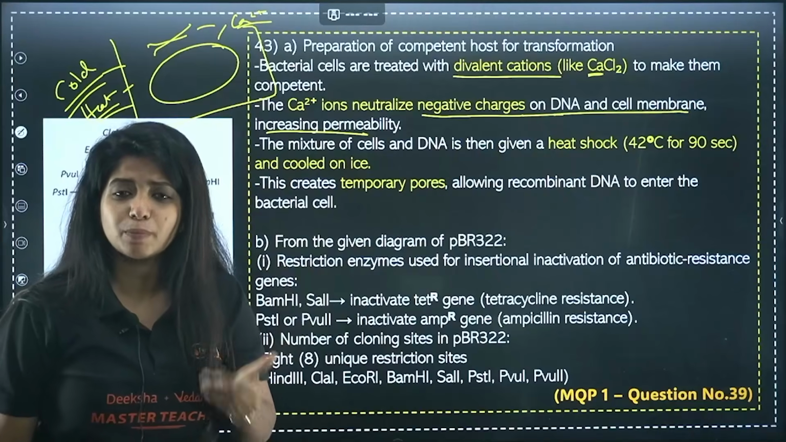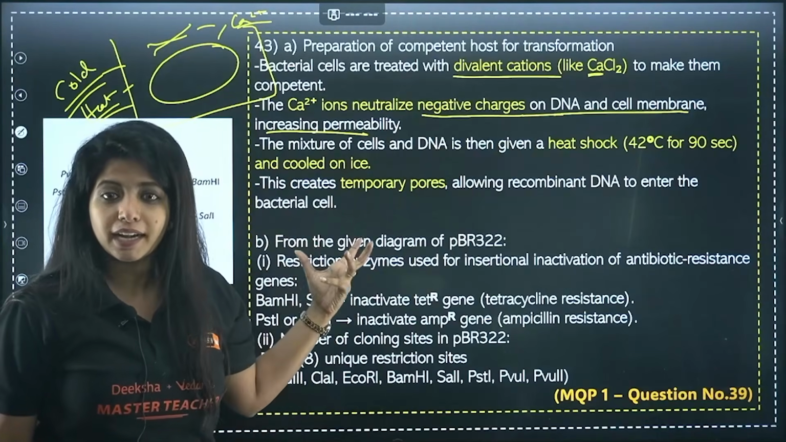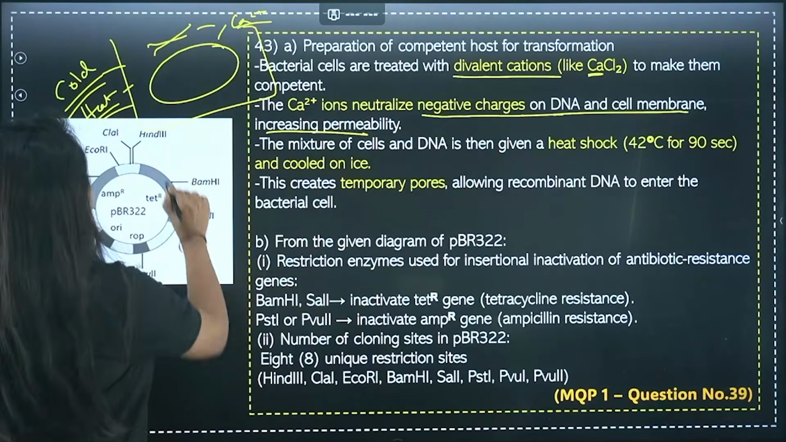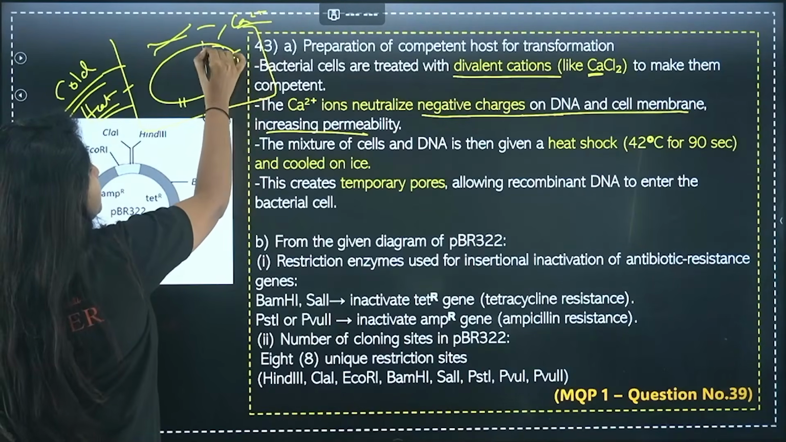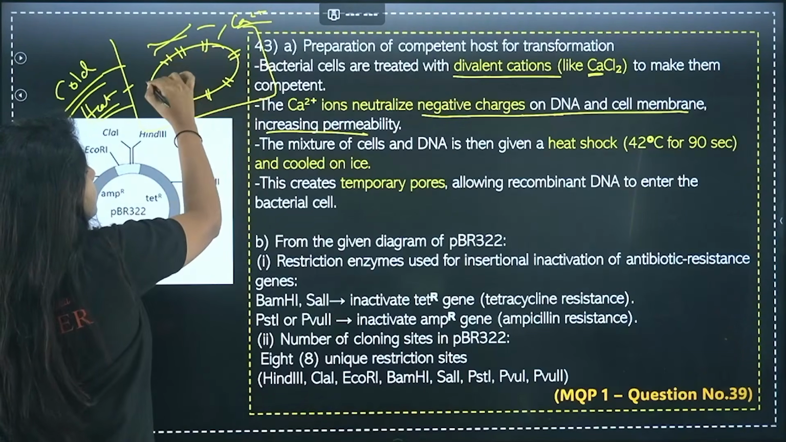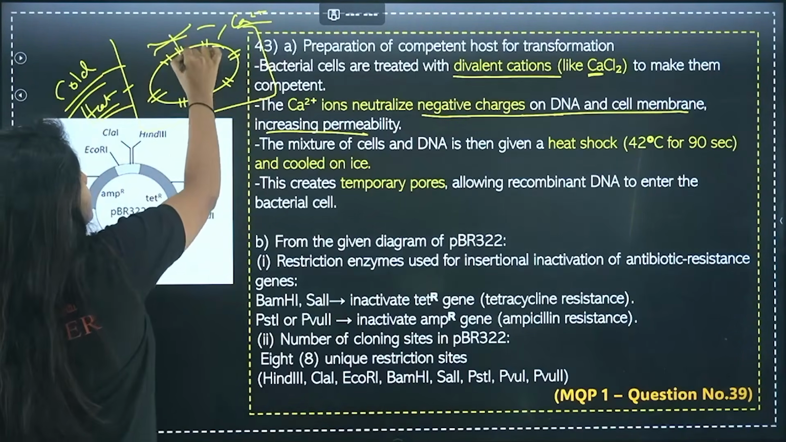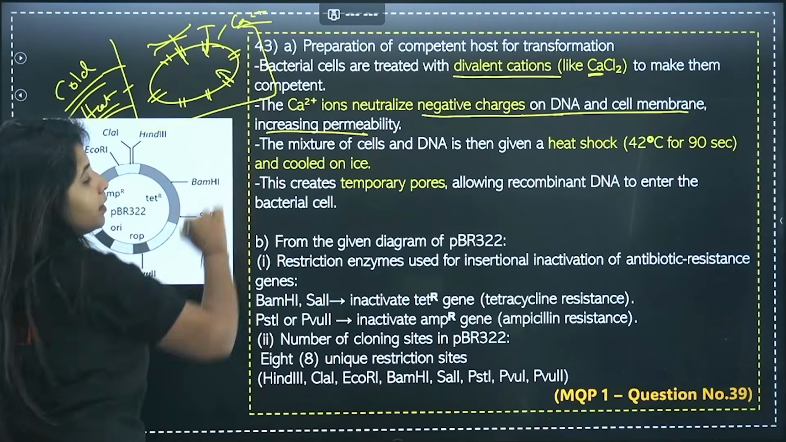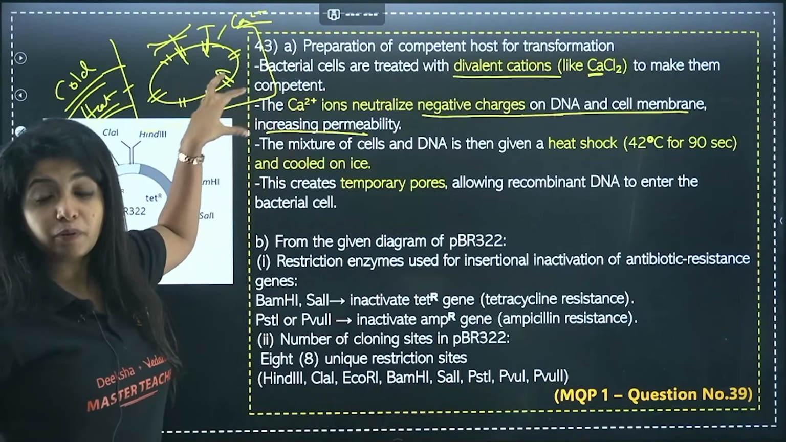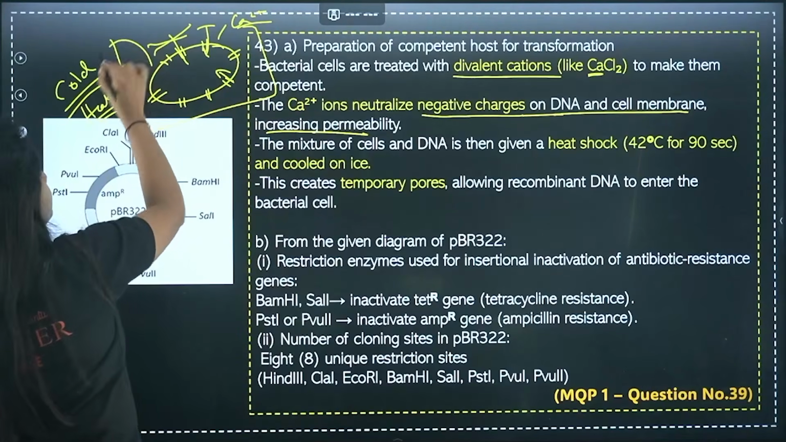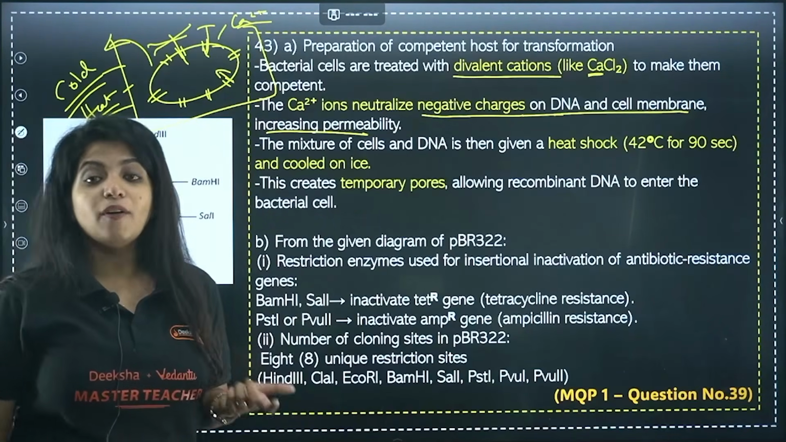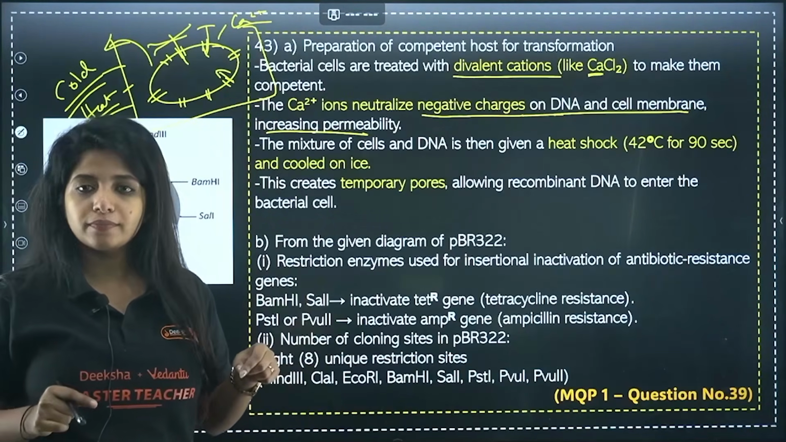Why do you think this is being done? Poor cell out there, right? Why do you think this has been done? So that there are some transient pores being made, some temporary pores being made. Why do you think we need temporary pores? Because we want the DNA to get entry into it. Now, once it has entered with the help of temporary pores, what will happen? I will put it again into cold. I will put it back into cold. Why? Because I want to close the pores.